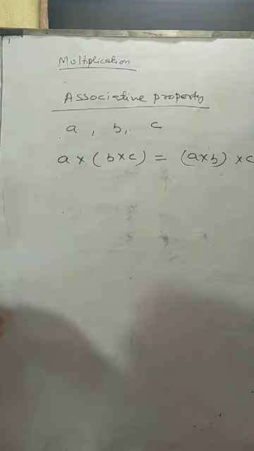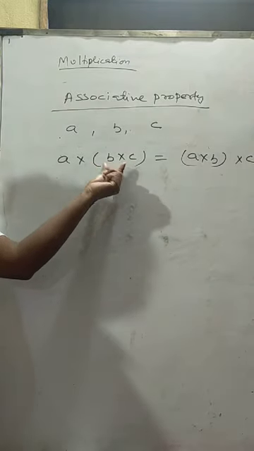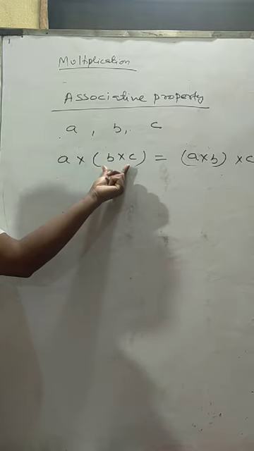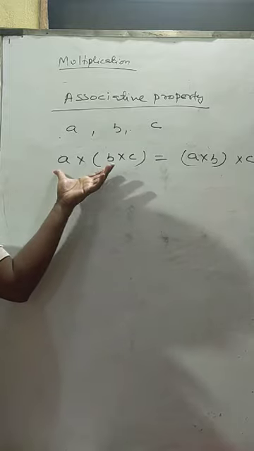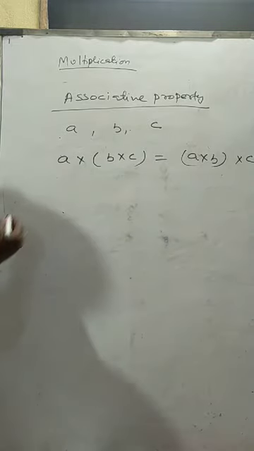See the example. On one side, B and C are kept in the bracket. On the other side, A and B are kept in the bracket, but the result of both sides will be the same. Let's see with an example.